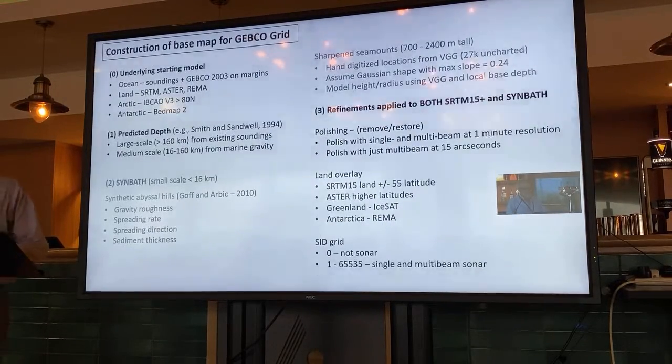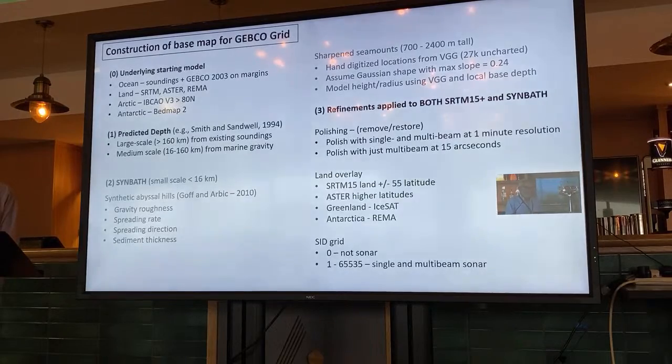Okay, this is a busy slide, and I'm not going to go through all this, but just to give you a flavor of how the base layer is developed, we start with whatever we have in terms of land topography that's out there, and then we assemble some ocean model. It doesn't matter which ocean model because we're going to perturb it using data. And then we add things like the Antarctic base map, BedMap 2. In the Arctic, we rely on the IBCAO version 3.